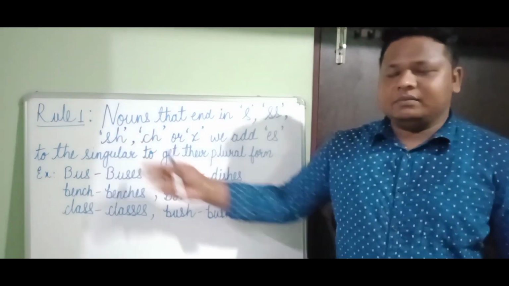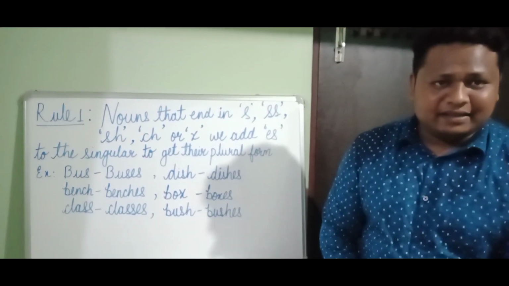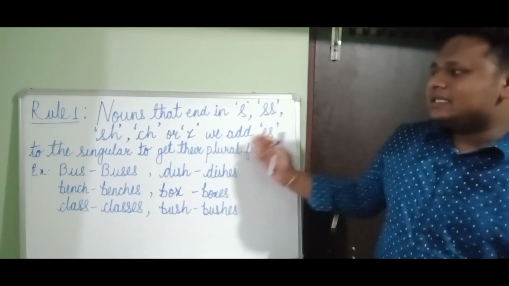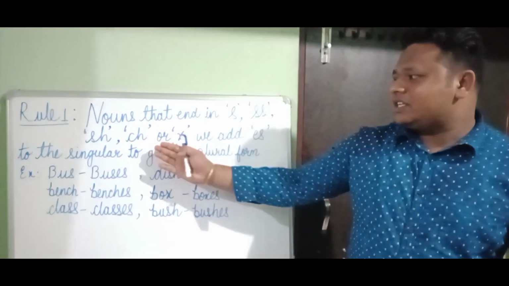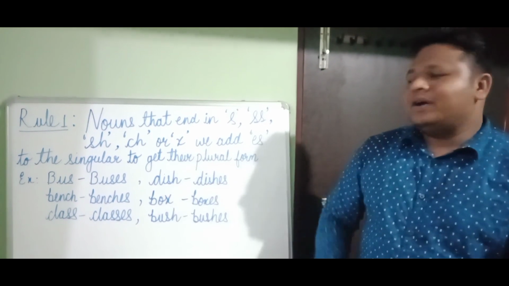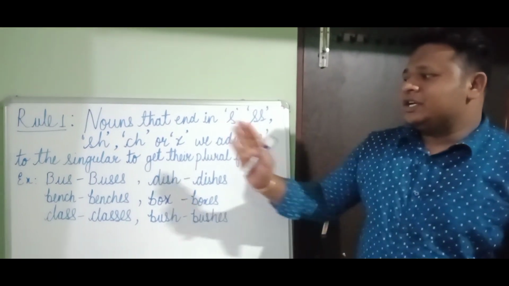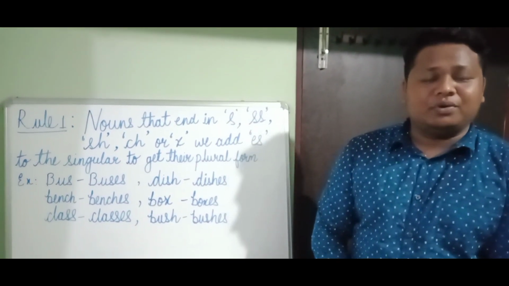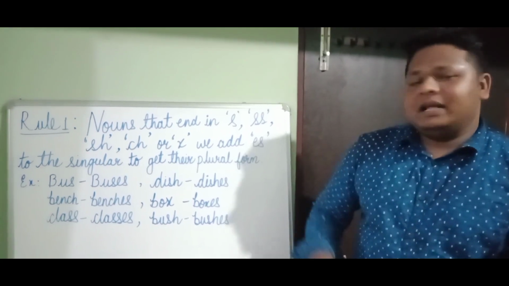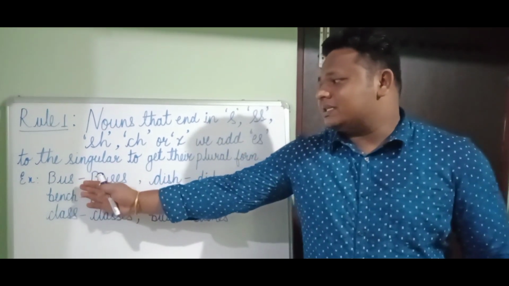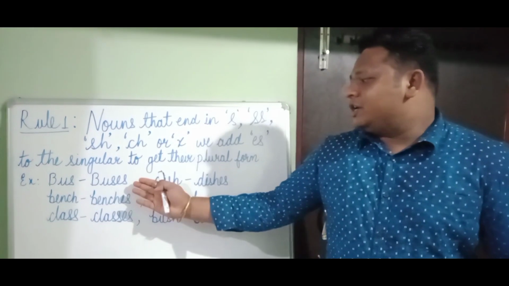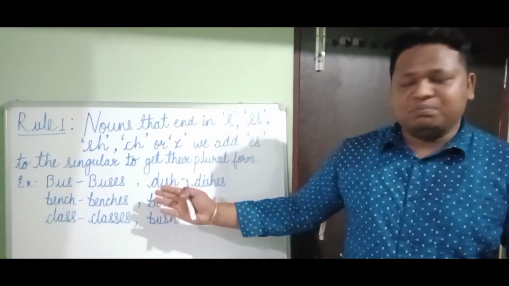Rule number 1. The noun that ends in s, double s, sh, ch or x, we add es to the singular to make the plural form. Alright, let us see some example. Bus, it ends with s. So we add es to make its plural.